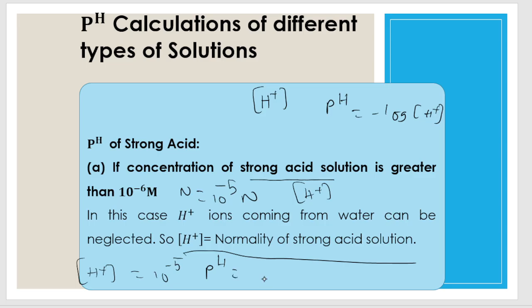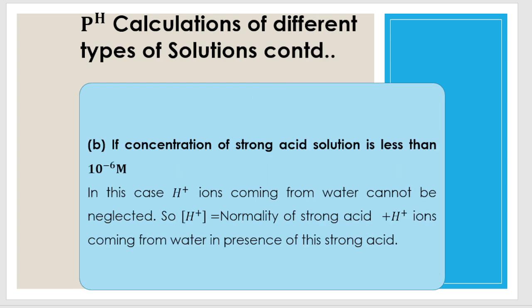If we want to apply pH, it is nothing but minus log 10 to the power of minus 5. Log a power n is n log a, so minus 5 into minus 1, 5, and log 10 value is 1. So the answer here for the pH is 5. This is the first case, where the acid solution concentration is greater than 10 power minus 6. If it is less than 10 power minus 6, let us see. Let's consider the example again here.